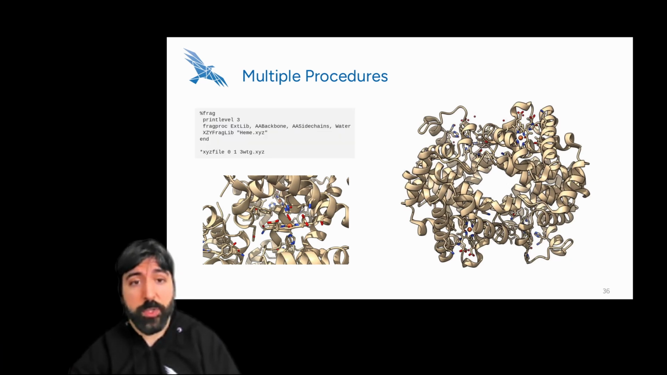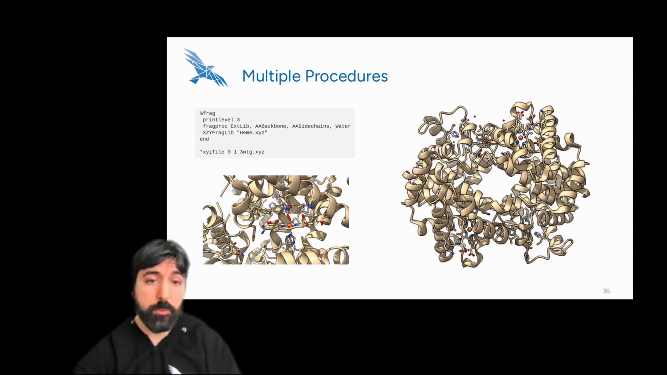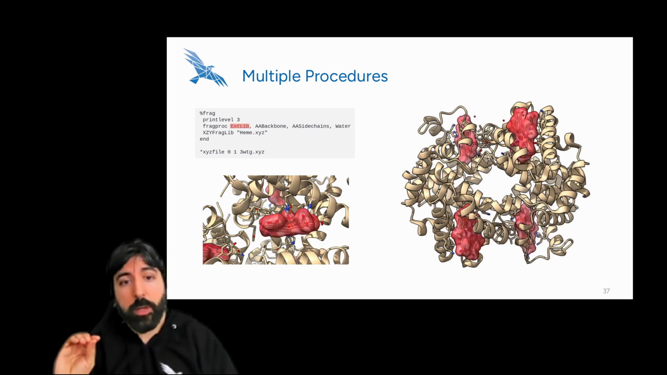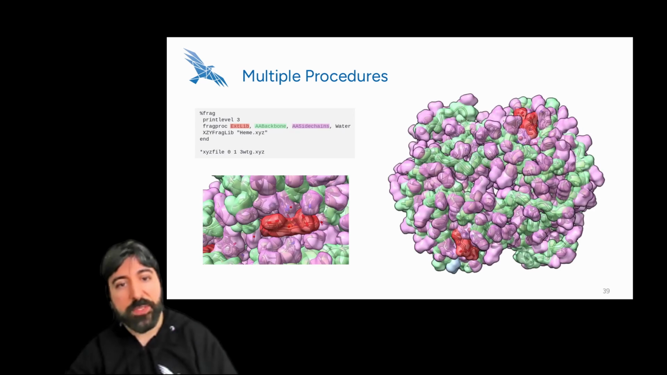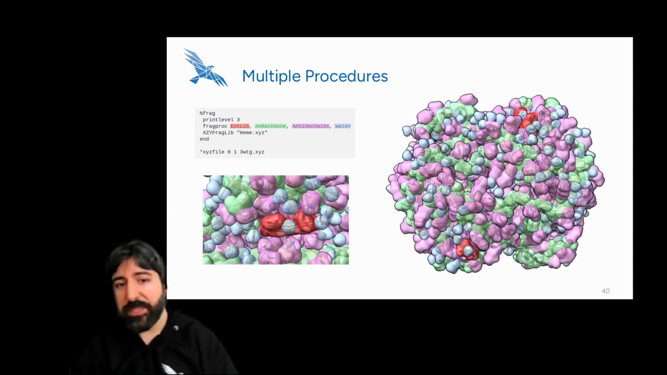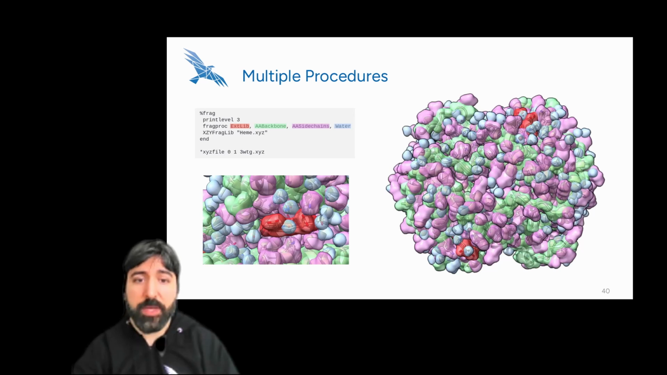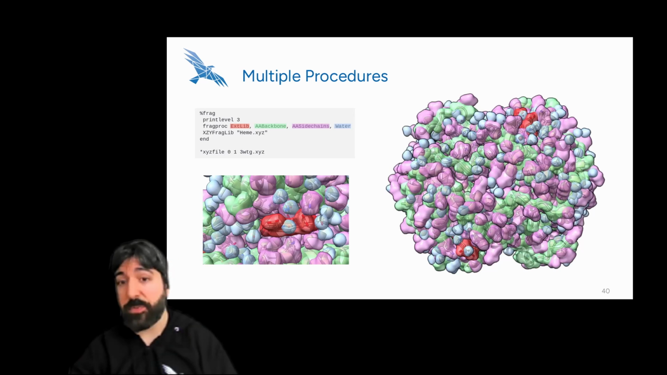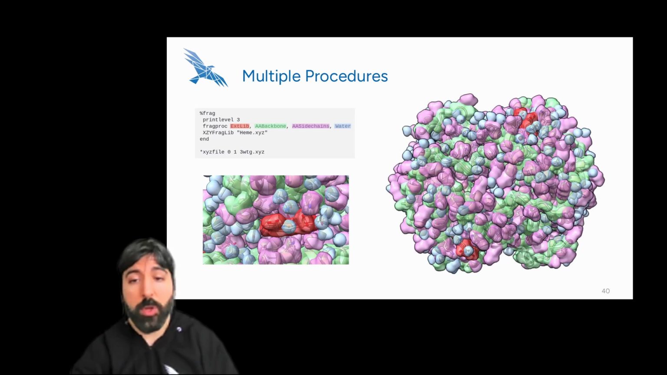So what we can do here is define an external library containing the heme group, then assign the protein backbone, assign the side chains, and finally assign the water. And since in this case the heme fragment can be defined just by extracting one heme group from the original geometry, the entire process becomes very fast and straightforward for the user.